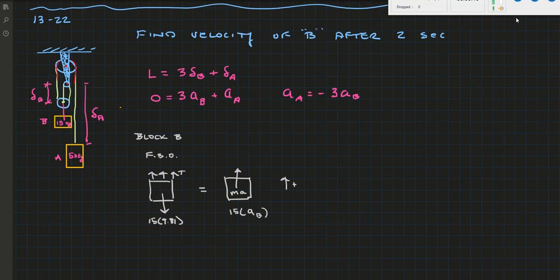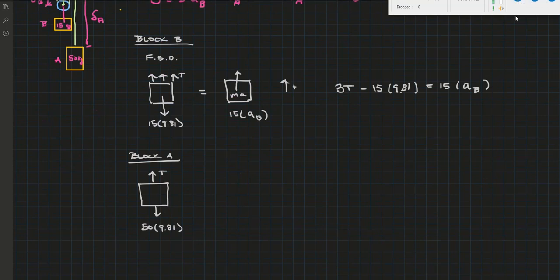So let's write that out then. So we have T's as positive. We have 3 T's minus 15 times 9.81. This equals 15 times the acceleration of B.